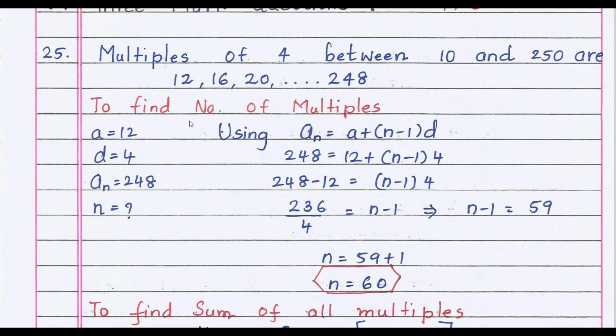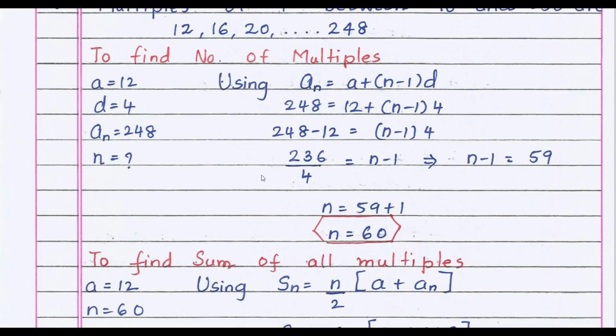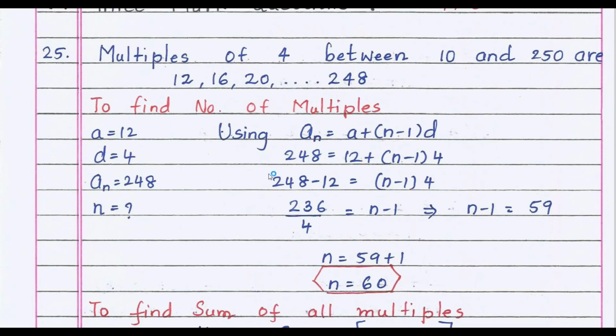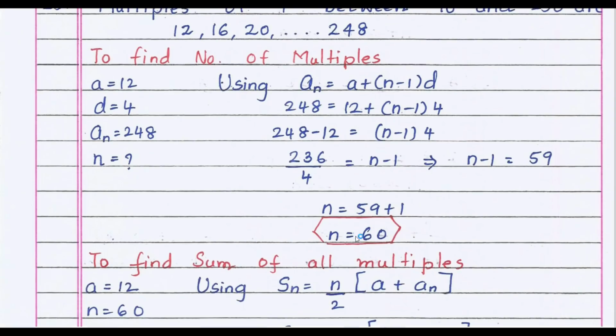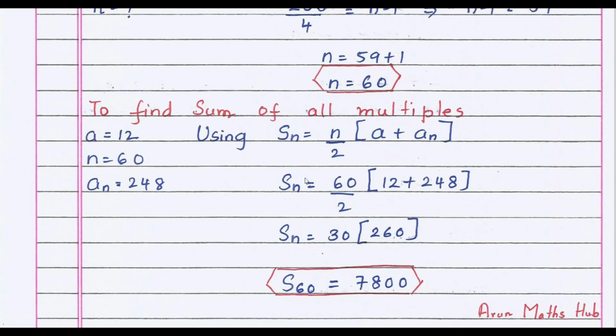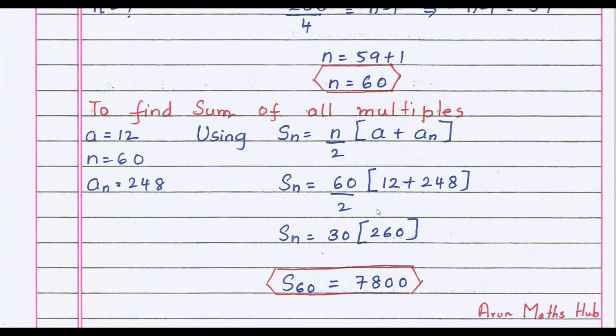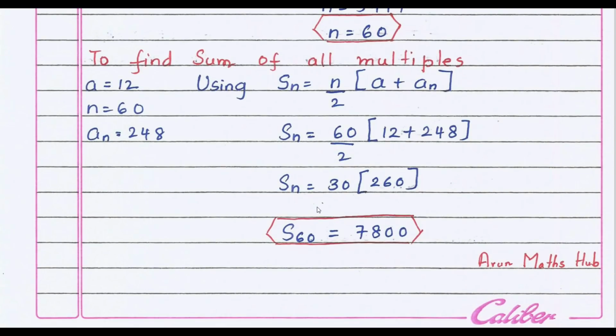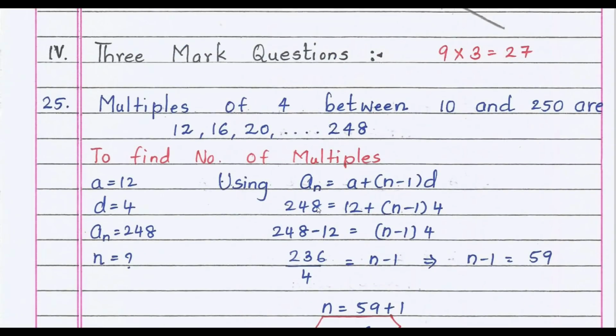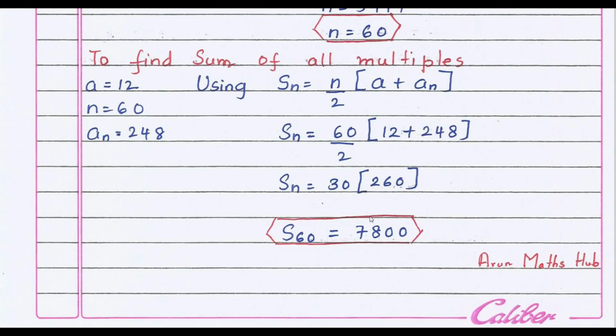Now we need to find the number of multiples, that is the value of n. Using the nth term an formula, we find the value of n. Then we use the Sn formula: Sn equals n by 2 into a plus an, or Sn equals n by 2 into 2a plus n minus 1 into d. For both formulas you will get the same answer, that is the number of multiples is 60. The sum of 60 multiples of 4 between 10 and 250 is 7800.